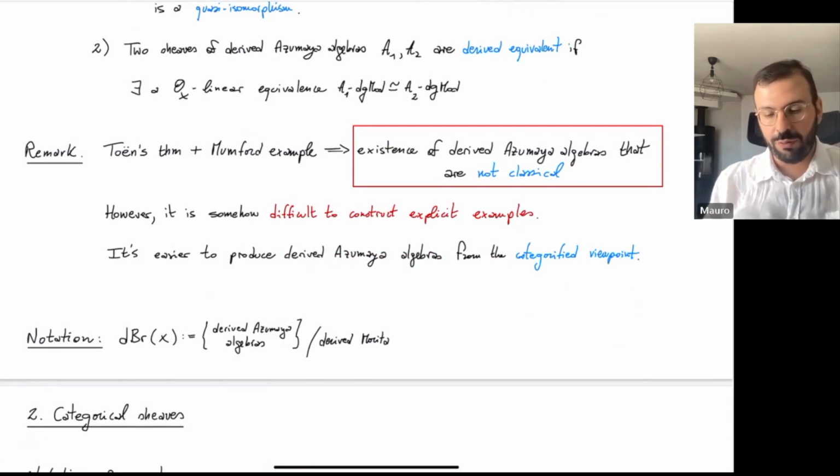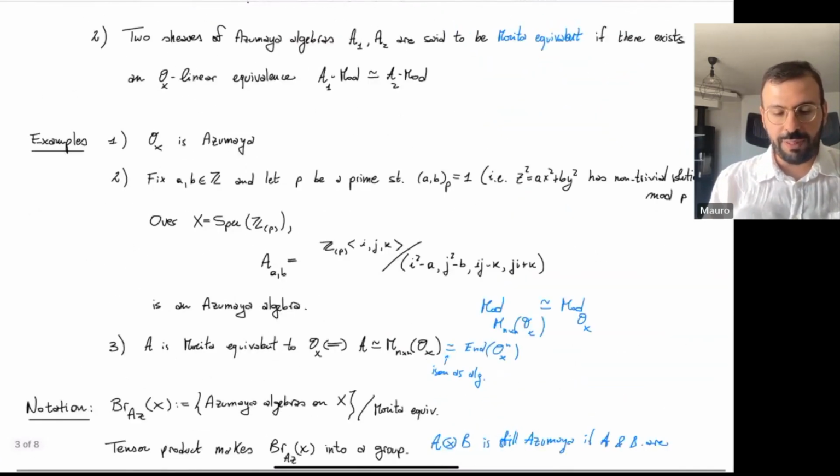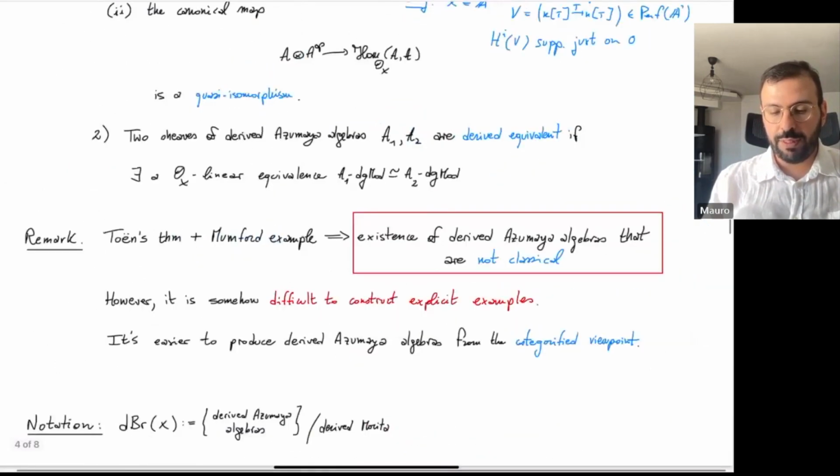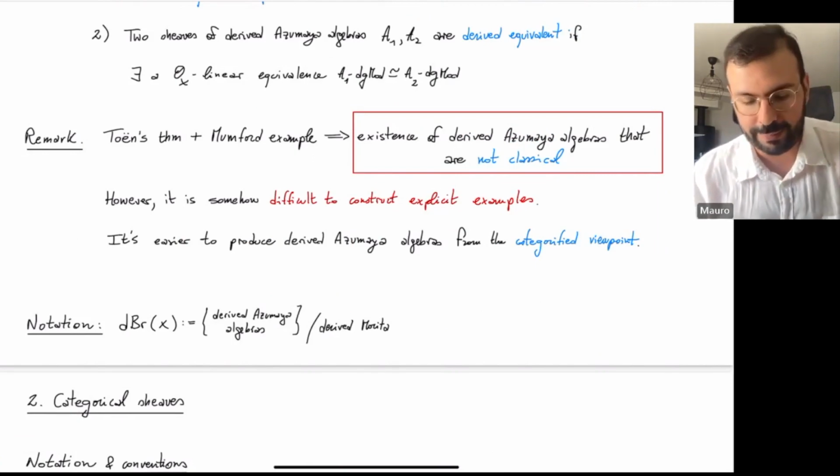It's kind of difficult to give explicit examples. I mean, to actually give a bounded complex together with an explicit multiplication that makes an Azumaya algebra. So I cannot give you something like this. I'm not able to. So how can we control these kinds of objects? How can we construct them explicitly? How can we be sure they exist?